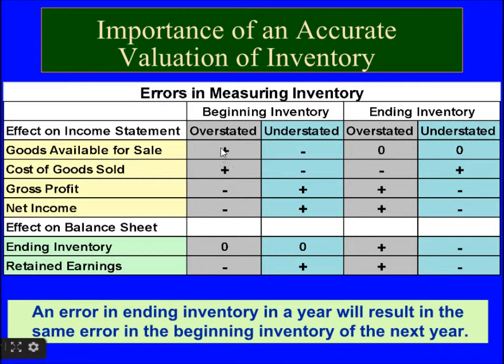So this gives the positive and negative effect of overstated inventory. Just like for overstated inventory, you will have more gross profit, which means more net income. So we have to be careful about that.